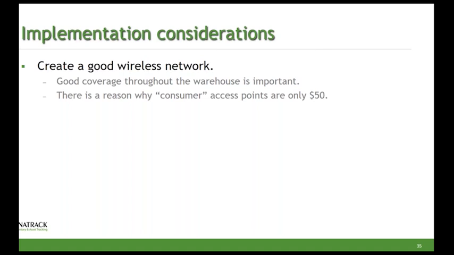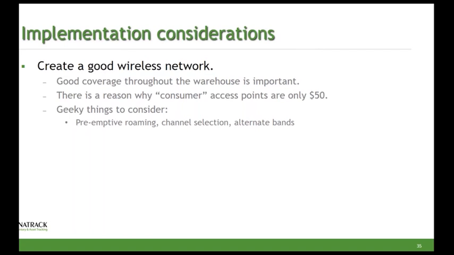So that's a different class than what you would throw into a warehouse. And we're not talking about several $1,000s. We're talking about $50 to maybe $400, but it covers so much more of the warehouse. It gives you many things, like some of the geeky things of preemptive roaming, which is a neat way for the handheld to know that there's another access point coming up, and to talk to that before it releases the connection to this access point, so you don't get a dropout. It also handles channel selection, which could be very important, along with alternate bands, if you're in a busy office park or have neighbors that are also broadcasting wirelessly, specifically neighboring wireless conflicts.